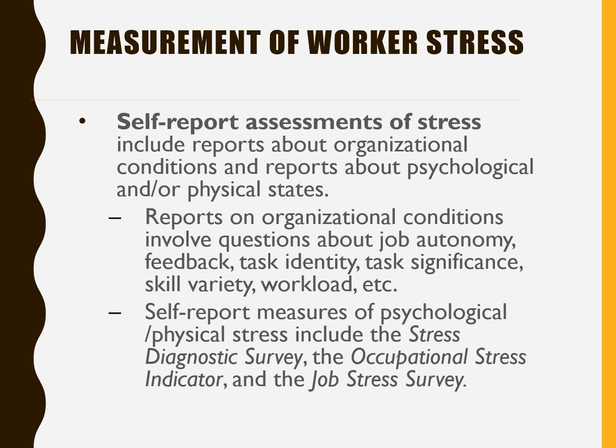The second type of measurement is based on self-report assessment of stress. So this includes reports about organizational conditions and also reports about psychological or physical states. Okay, so the report on organizational conditions typically contains items that ask about facets of the job, such as autonomy, feedback, task identity, task significance, skill variety, complexity, dealing with others, ambiguity, and also the workload.